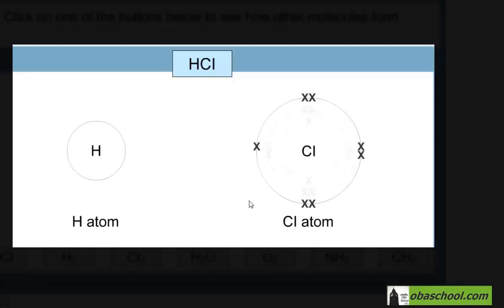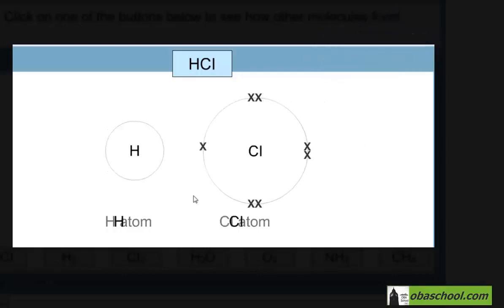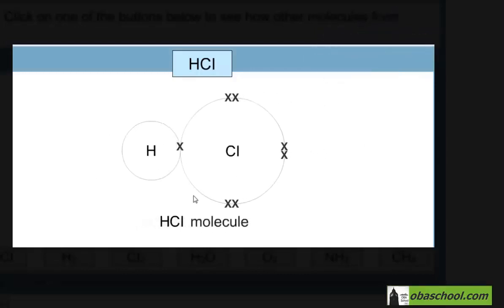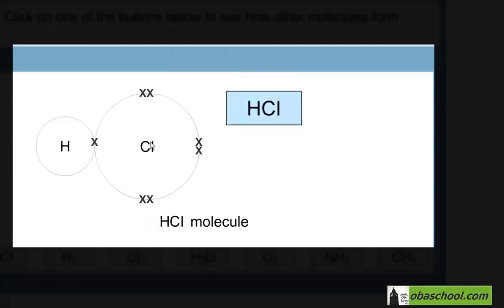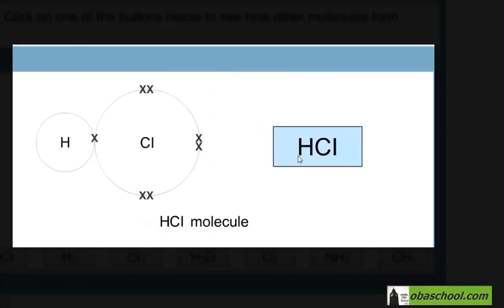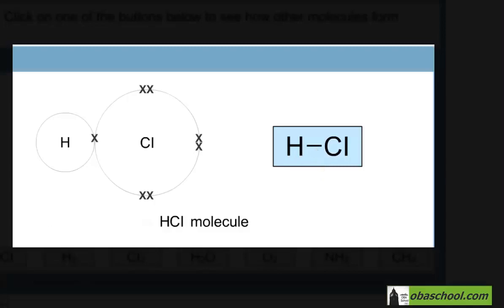In this simulation, what we need to focus on are the outermost energy levels because they contain the lone electrons. Attraction occurs between H and Cl, and sharing of electrons takes place, forming a covalent bond, and therefore the HCl hydrogen chloride molecule. As you see, the covalent bond is represented as a dash, and it refers to a pair of electrons.